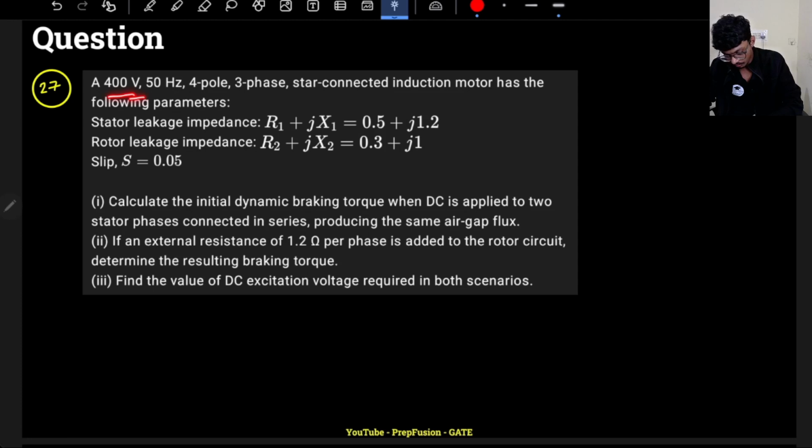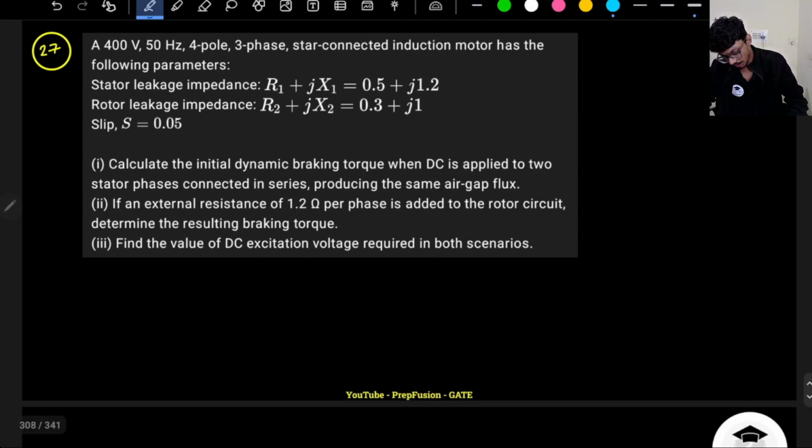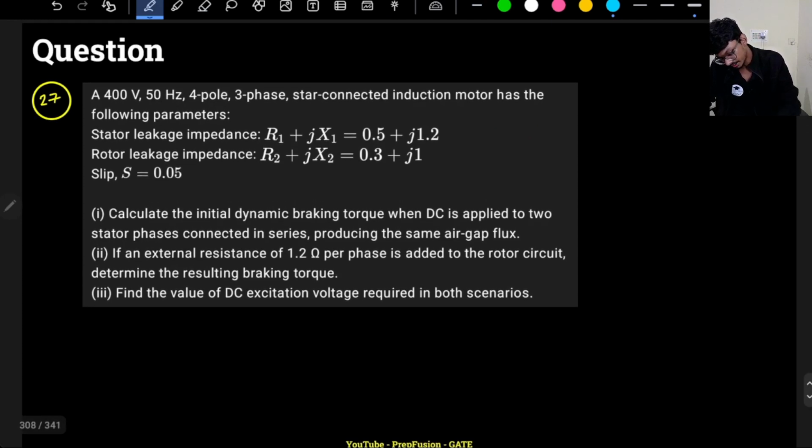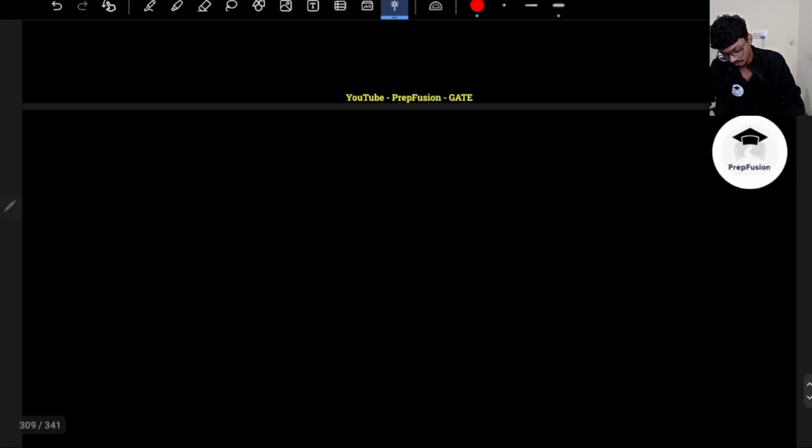A 400 volt, 50 hertz, 4 pole, 3 phase, star connected induction motor has the following parameters. So it's R1, jX1. Previously I had neglected R1, jX1, but here we cannot because they are comparable. Okay, so I will draw the circuit. So operating is this, so let me draw the circuit in normal condition.